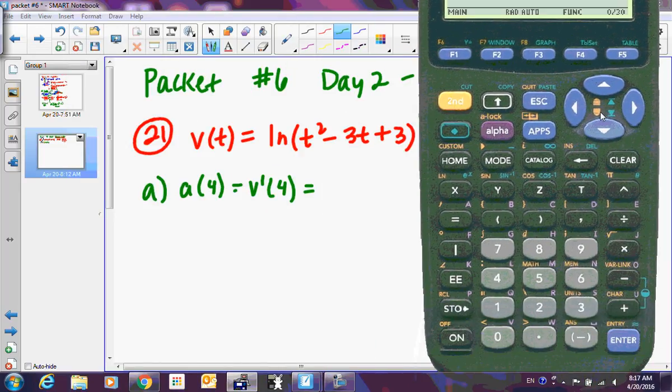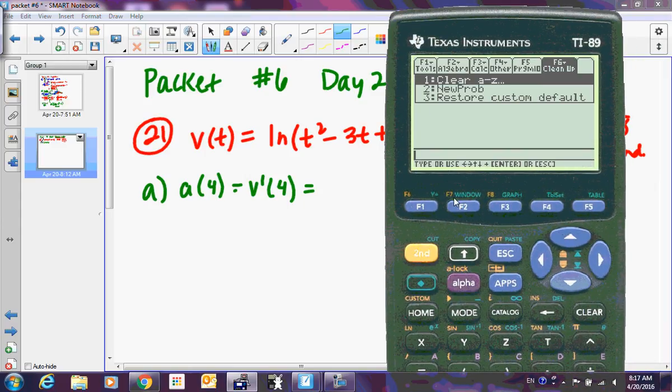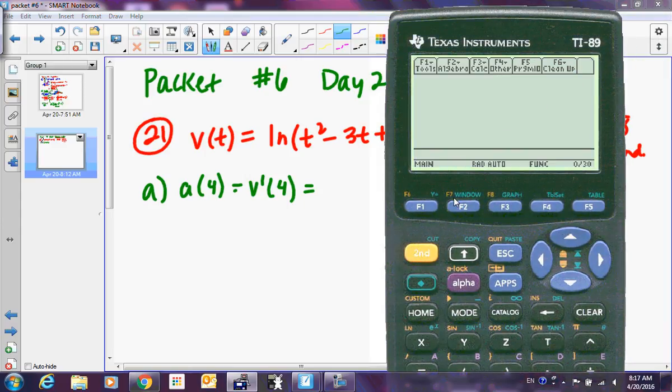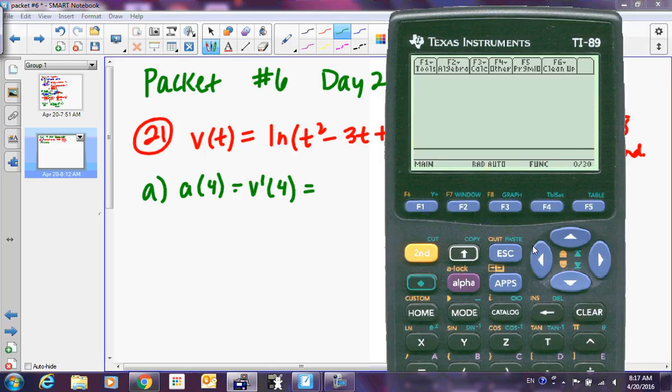Always when you're doing a new problem, if you think you might have stored variables, make sure you do a quick second F1, clear A to Z, and if you want to clear this screen, you can go F18. You don't really need to clear the memory. Always make sure you're in radians mode. This is auto, function, you're good to go. This is BATT, your batteries are low.